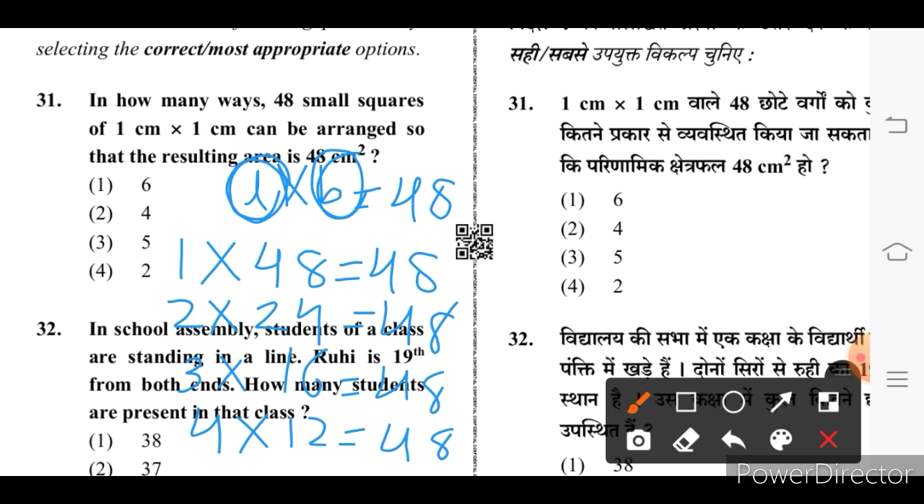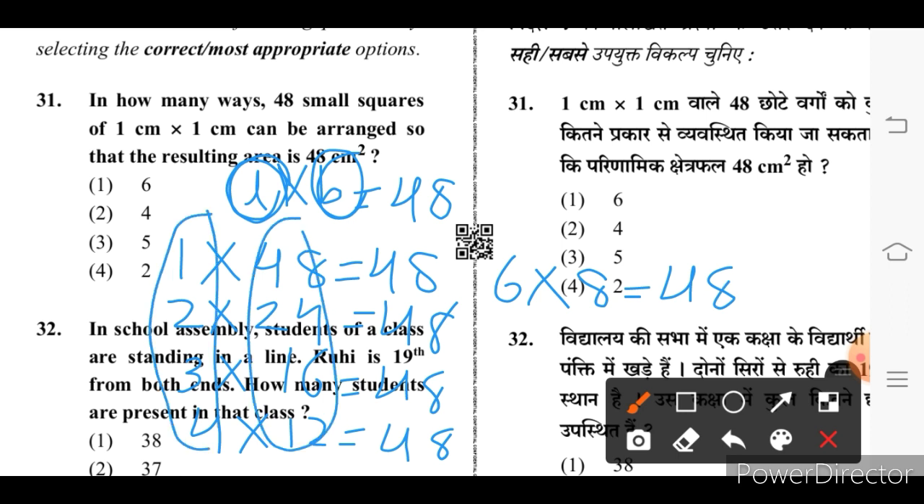Next, is there any number? So 6 8s are 48. How many factors do we have here? These are all the factors. And in how many ways do we get 48? 1, 2, 3, 4, 5 ways. So the third option is correct.